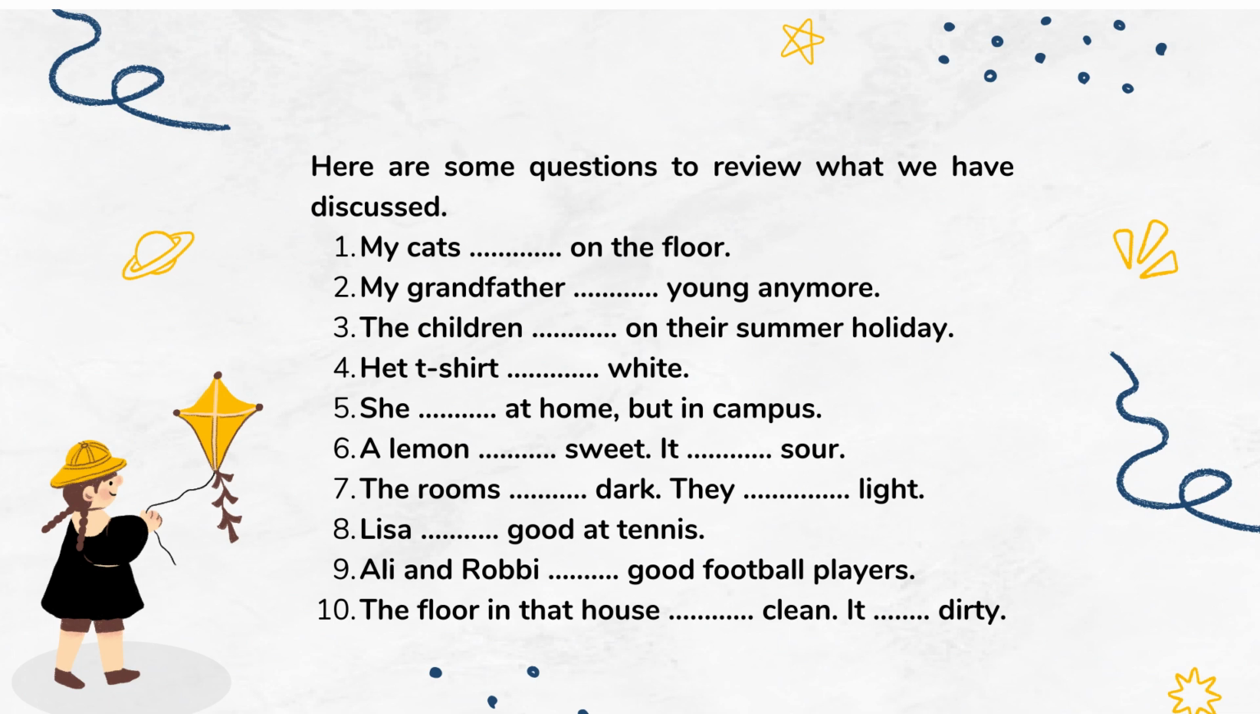5, she blank at home but at campus. 6, a lemon blank sweet. Blank sour. Number 7, the rooms blank dark. They blank light. 8, Lisa blank good at tennis. 9, Ali and Robbie blank good football players. 10, the floor in that house blank clean. Blank dirty.